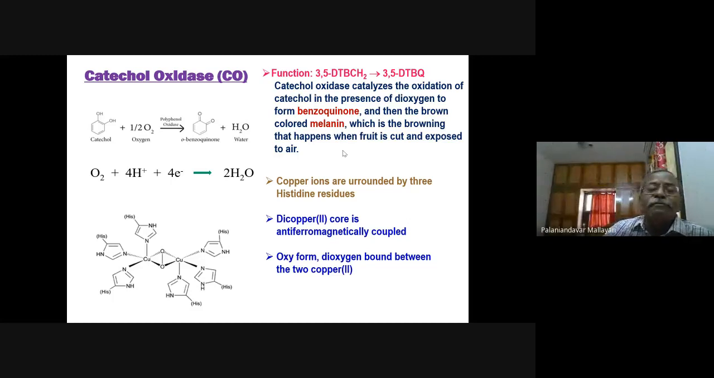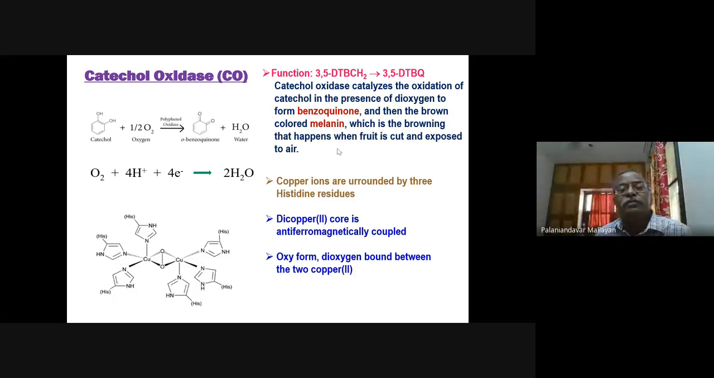That is because of the activation of catechol oxidase enzyme in the presence of dioxygen. When you expose it to molecular oxygen, it converts to benzoquinone and then reacts with amines and converts into some tricyclic, polymeric melanin. That is also responsible for our brown color, melanin.